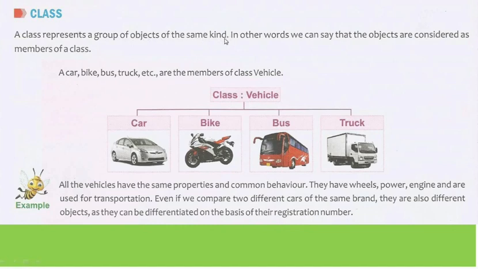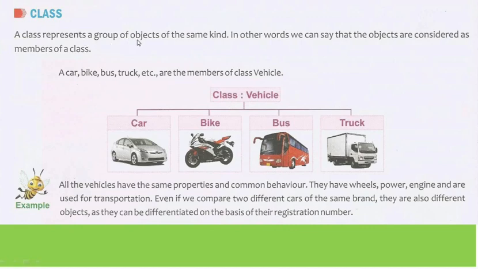What is the meaning of this? That means it is a collection of objects which are of the same kind. A group of students makes what? A class of students. Yes or no? Or in other words, we can say that objects are considered as members of a class. Now let us discuss this with the help of an example.